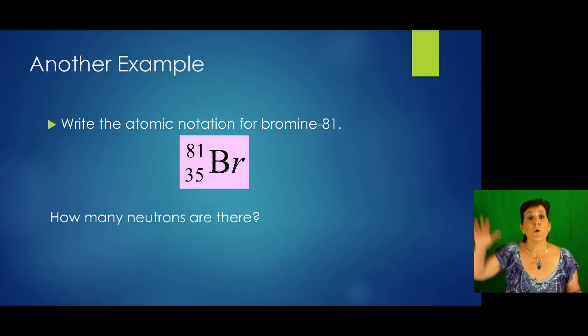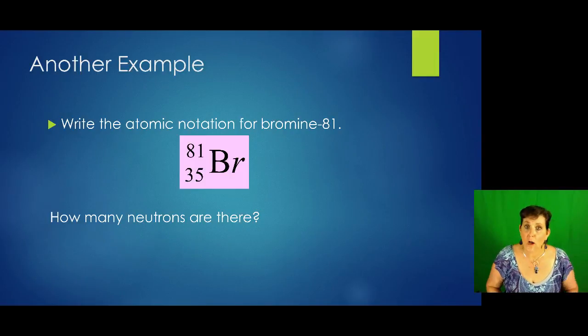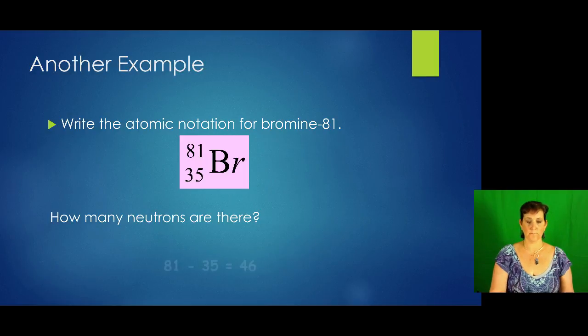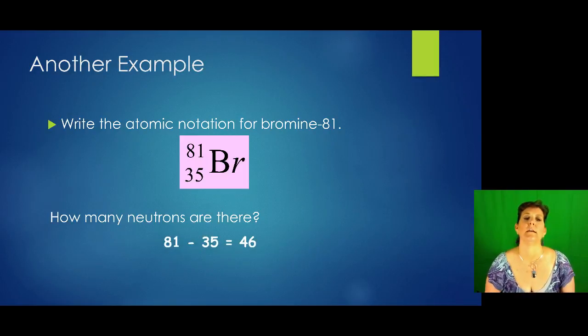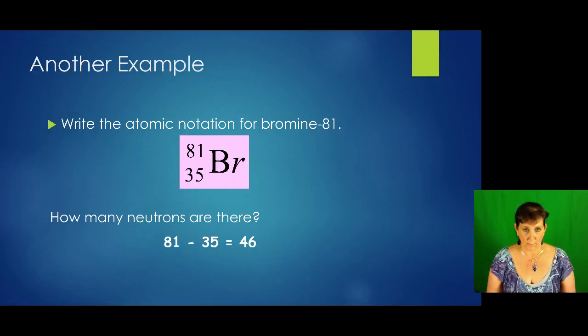So you're correct if you put 81 over 35 Br. How many neutrons are there in an atom of bromine 81? Subtract. And yes, if you got 46, there are 46 neutrons in an atom of bromine 81. All right, so hopefully we're doing good so far. Let's keep going.